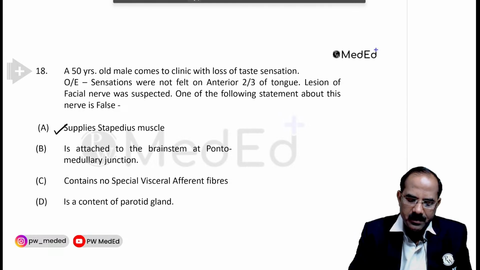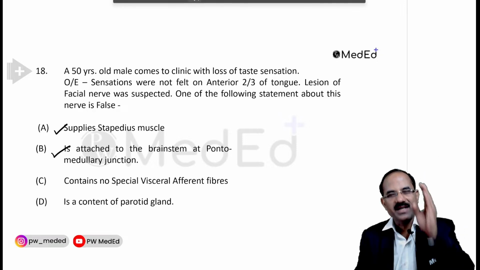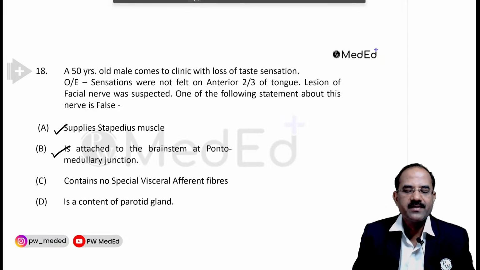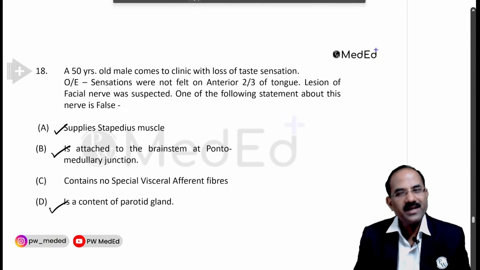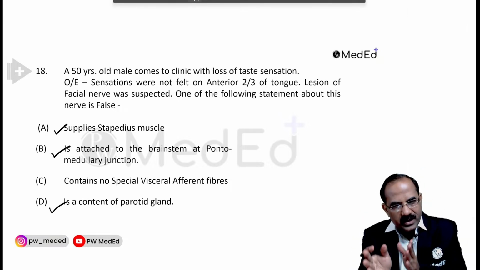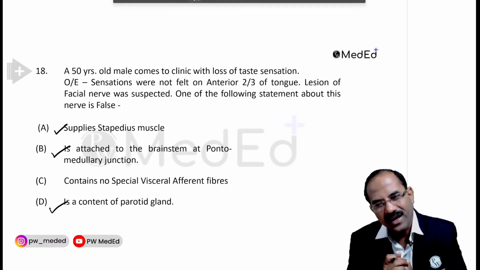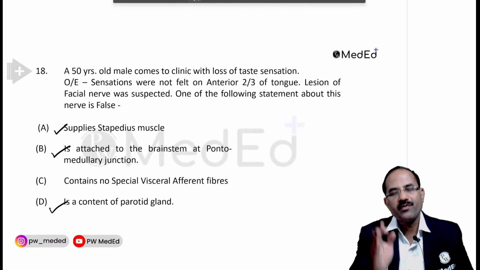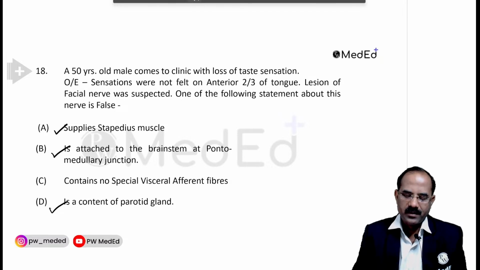Attached to the brainstem at the pontomedullary junction? Yes, I just told you there are three nerves attached to the brainstem, the 6th, the 7th and the 8th. So there are three nerves attached to the pontomedullary junction. It is a content of the parotid gland? Yes. What are the contents of the parotid gland? Superficial to deep, the facial nerve, the retromandibular vein and the external carotid artery, right?